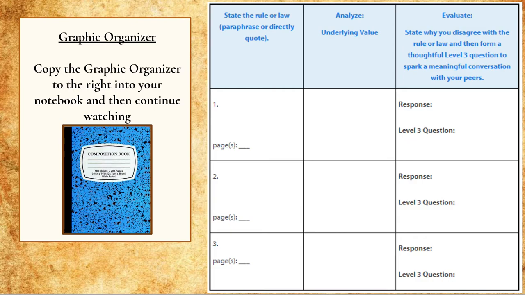We are going to start off with a graphic organizer. And so before we fill it in, we want you to copy this just how it is in your notebook. And then after you're done, come back to the video and finish watching so we can tell you how to fill it in. Yep, we're going to go through how to fill it in together, but just pause the video, get it in your notebook first.